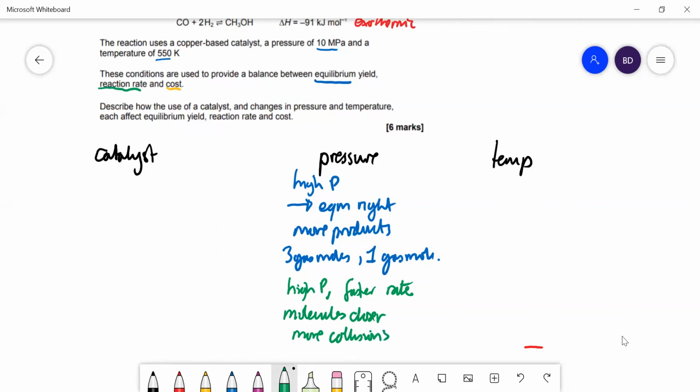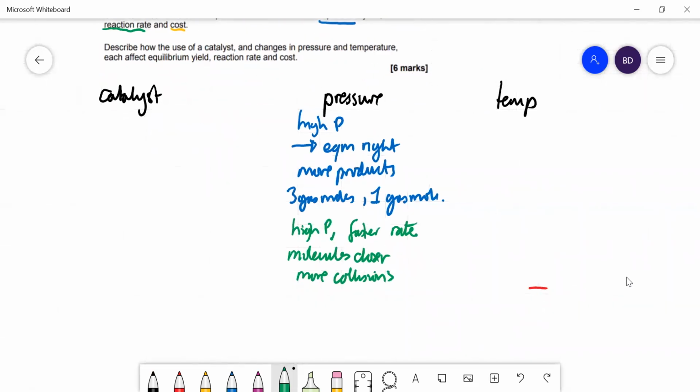Finally, let's think about the cost of high pressure. Well, the higher the pressure, the higher the cost, because you need to compress the gases, you need to make the containers stronger. So with high pressure, you're limited really to how high the pressure is going to go because it is costly. So you've got to balance that. Yeah, you get a good effect on equilibrium in blue, a good effect in rate in yellow, but it is costly.